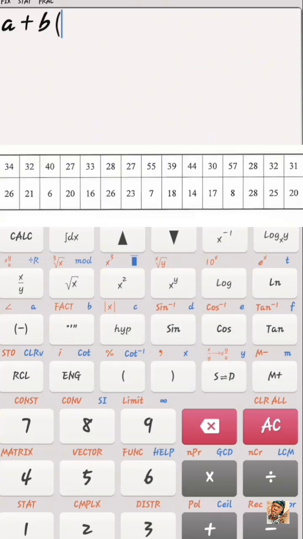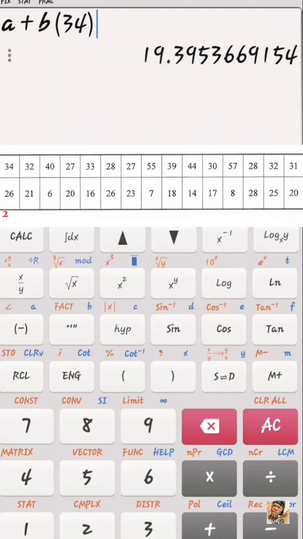So first of all, I'm going to substitute 34, which is the first weight of the player. So we have 19.39, which is 20, okay? So we're going to have to note it down. So we're going to have 20, and then after 34, we're going to have 32.